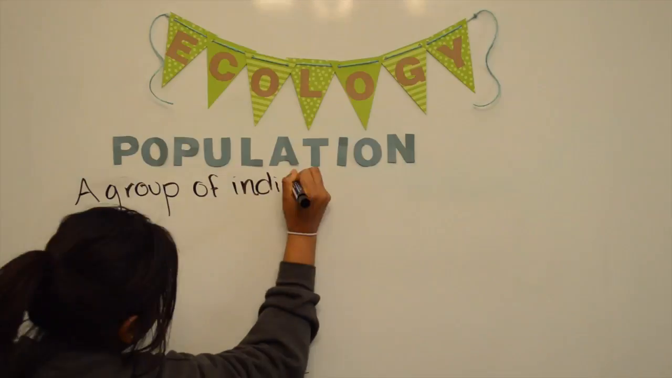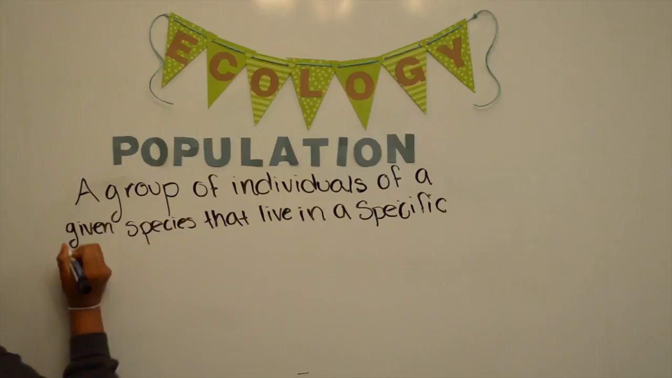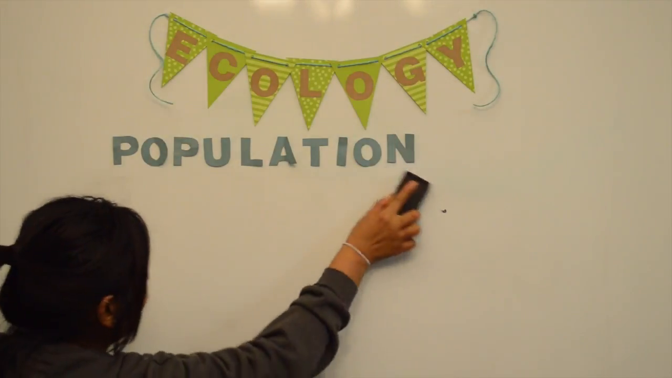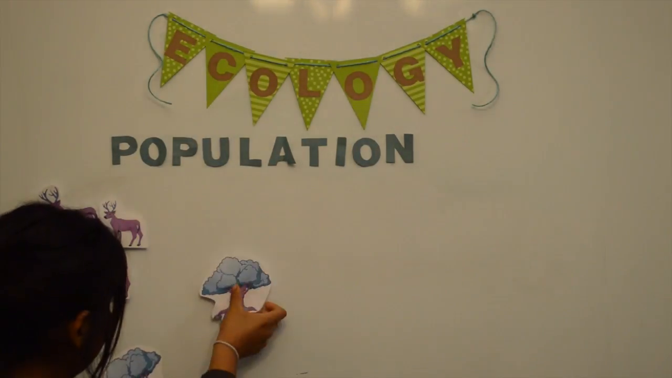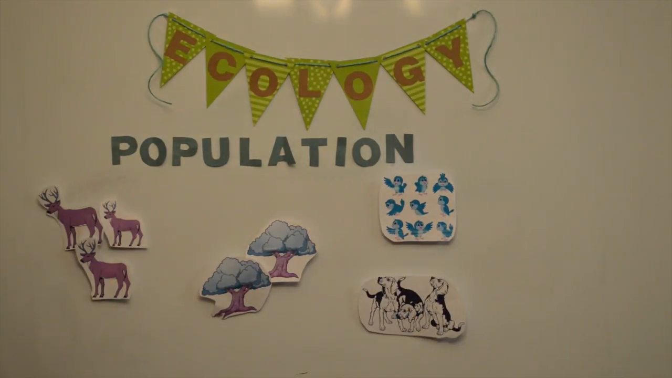A population is a group of individuals of a given species that live in a specific geographic area at a given time. Some examples of populations include deer, dogs, birds, populations of trees, just to name a few.